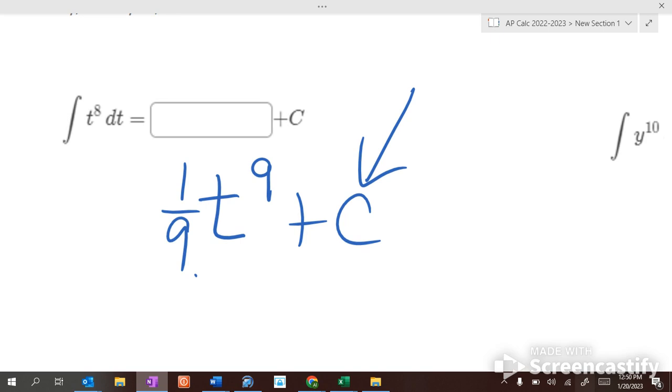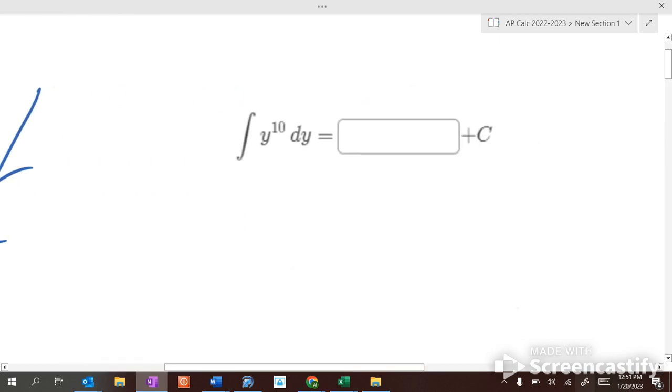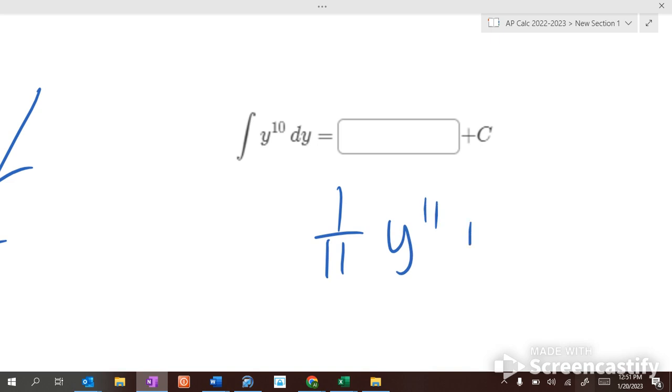Why in the heck do I need to add a c in there? What if there was just a number in there and you take the derivative? Like if this was a 3 and you take a derivative of this, it would just end up as t to the 8th because that 3 goes away. So we don't know what number that is, so we add a c for constant because we're going to start solving and figuring out what c is in certain problems. Yay. So this would then be 1/11 t to the 11th plus c.